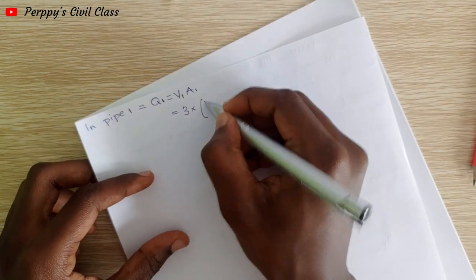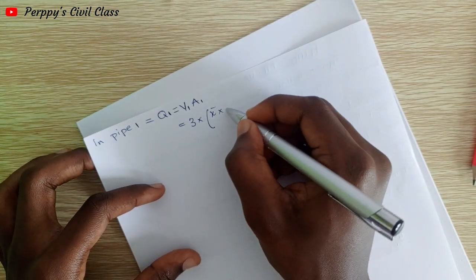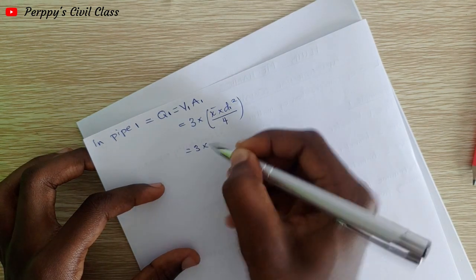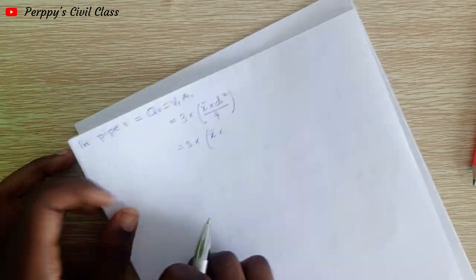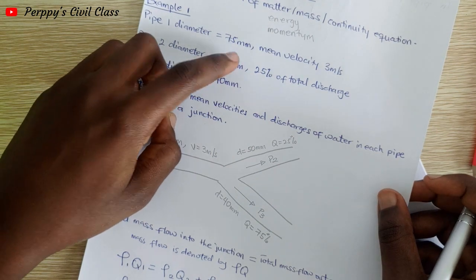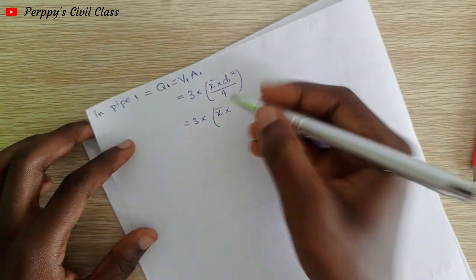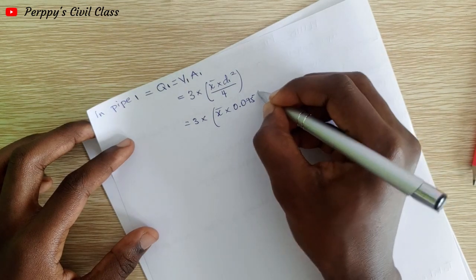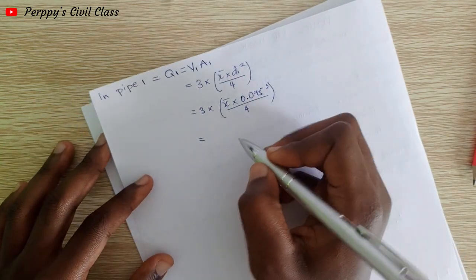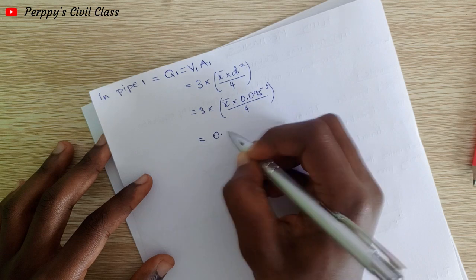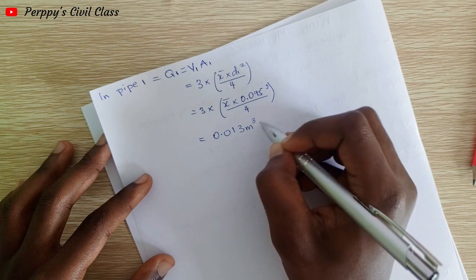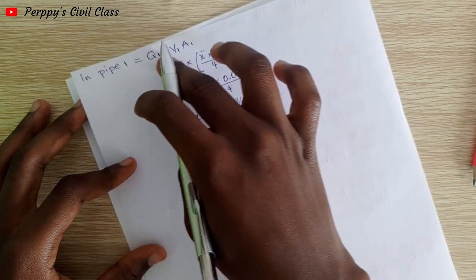So we have pi times d1 squared over 4. We have 3 times pi times d1, which is 75 mm. We have to convert it into meters, so we have 0.075 squared all over 4. 3 times this one, we have 0.013 meter cube per second. So that's our discharge for Q1.